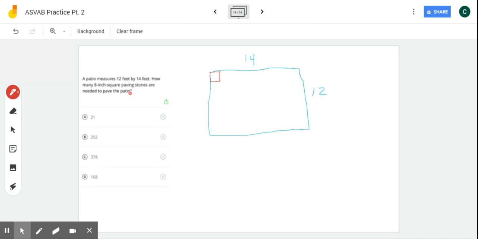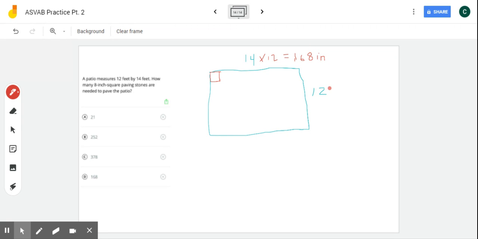So I think the really important thing here is that our paving stones are 8 inches, but they give our patio distances in feet. So let's convert feet to inches by multiplying by 12 to get inches, because there's 12 inches in a foot. So 14 times 12 is 168. And if you don't know that, you can just use your long division or however you want to figure it out. That's 168 inches.